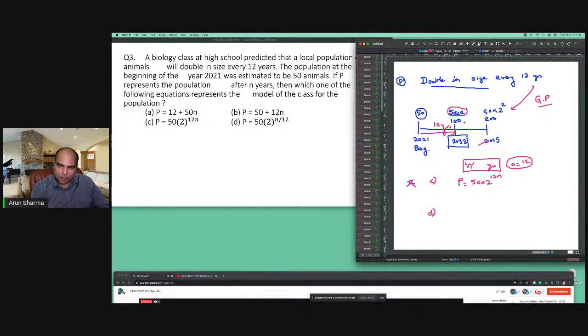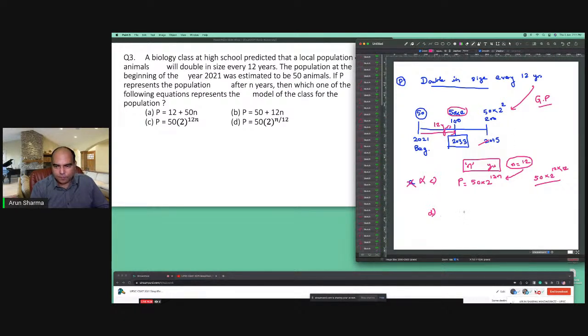Right? My population should be 100. But if I put n is equal to 12 inside this, I get a population of 50 into 12 square, which is too much, too large. I just need a multiplier of 2 here. So which is why option C can get rejected.